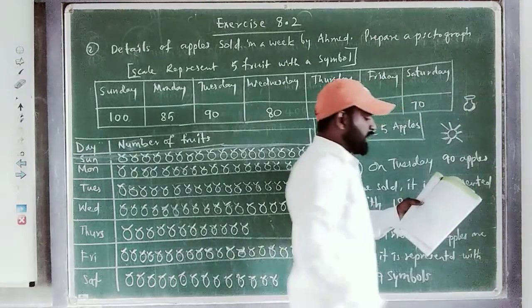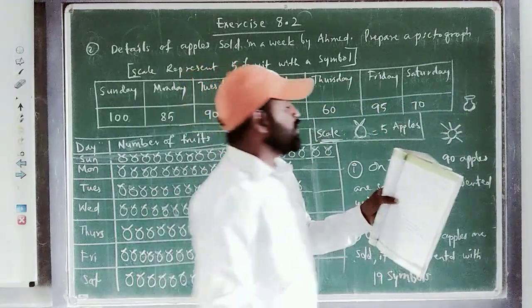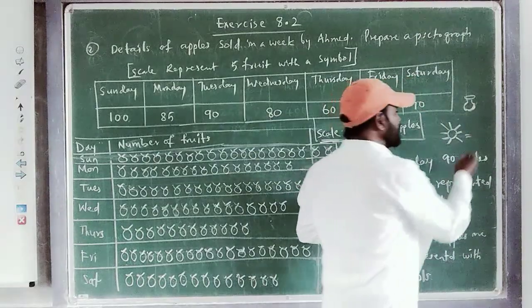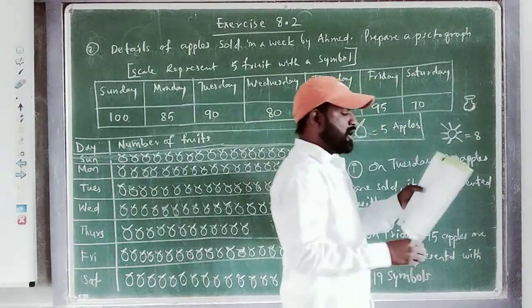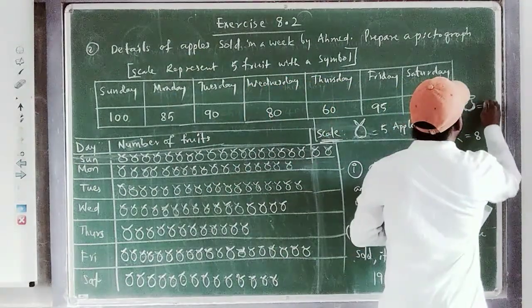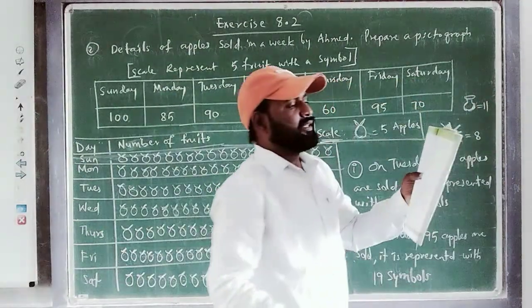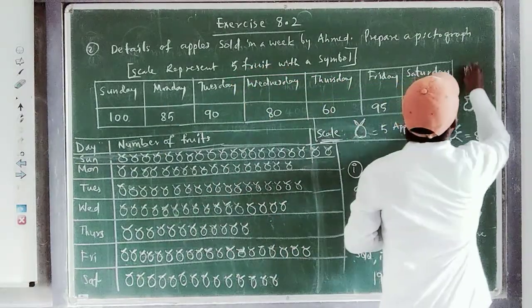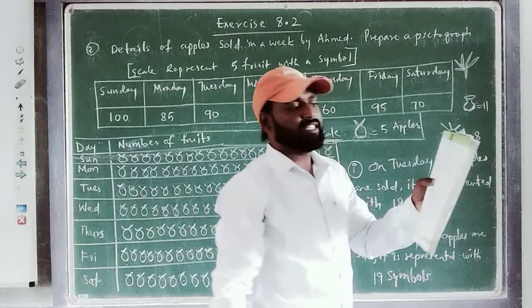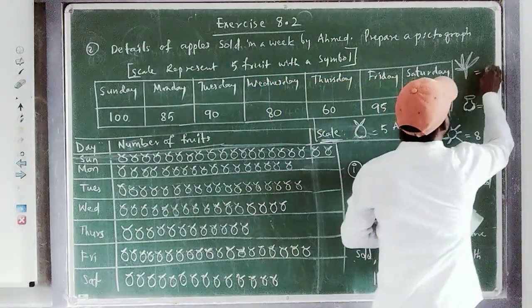How many pots are there? Sun 400. So 400 divided by 50, how many suns do you have to draw? 8 suns you have to draw. Pots how many? 550. That means 11 pots you have to draw. Then tree. Tree you can show like this. So trees how many are there? 350. So 7 trees you show.